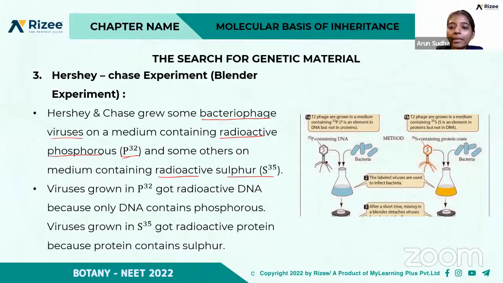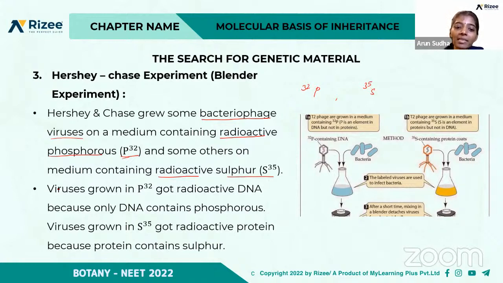So this is the bacteriophage that contains the P32 DNA, and here this T2 phage is grown in a medium containing S35, that is sulfur, which is present in protein, but the phosphorus will be present in DNA. Okay, so first they grew some bacteriophages in a medium containing P32 and some others in a medium containing S35, in two separate flasks.